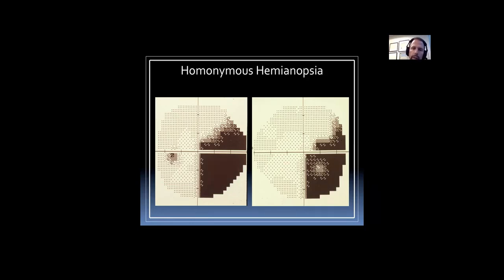So the results of this test are not gospel. I rarely see someone who would fake a homonymous hemianopsia, but I do see people who fake unilateral hemifield defects. So just because it shows up on the test does not mean it's necessarily real.